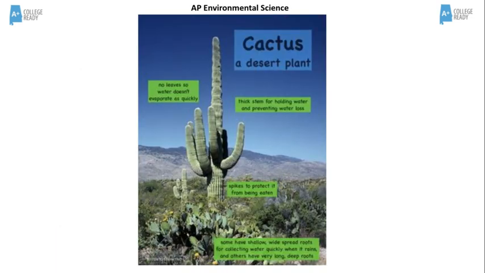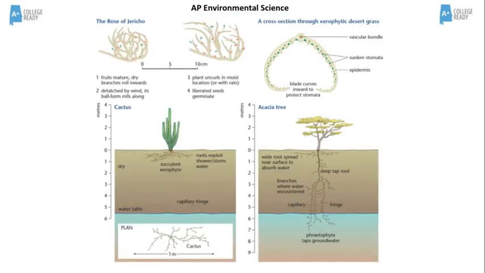This is a picture of a saguaro cactus. These diagrams show two desert plants, the cactus and the acacia tree. Focus on the root systems. Notice cactus roots are shallow and the acacia tree roots are deep.